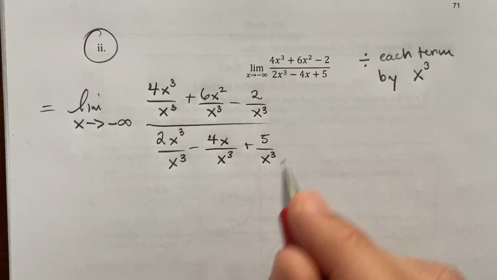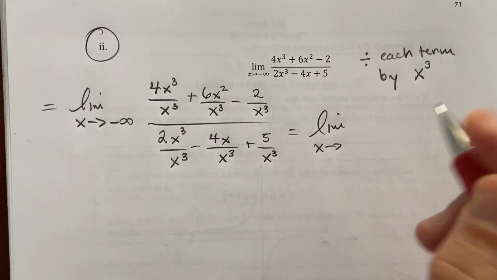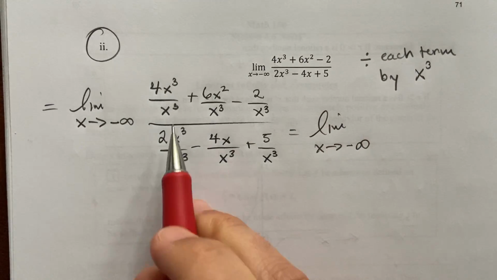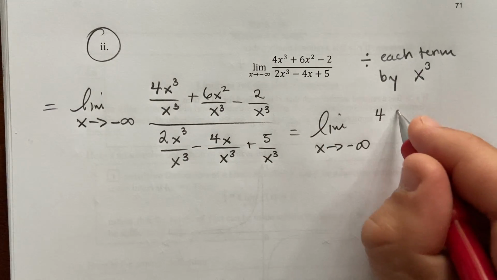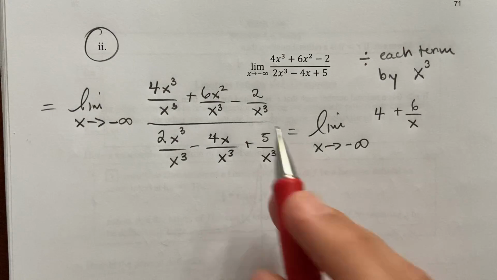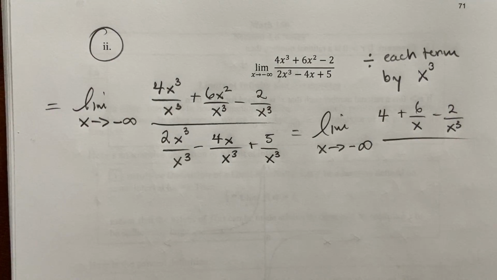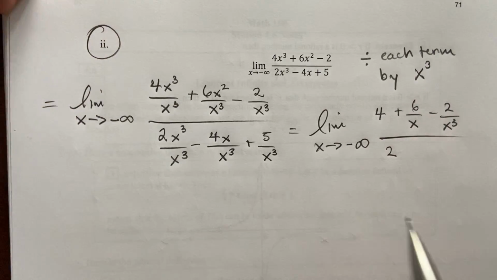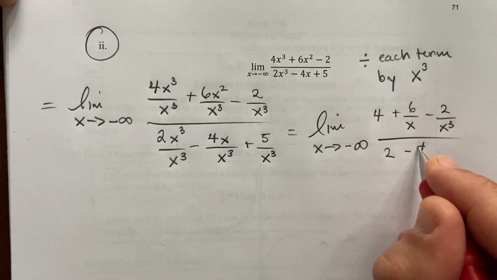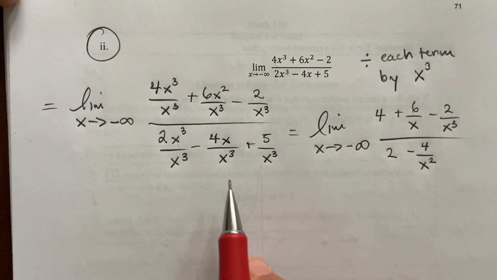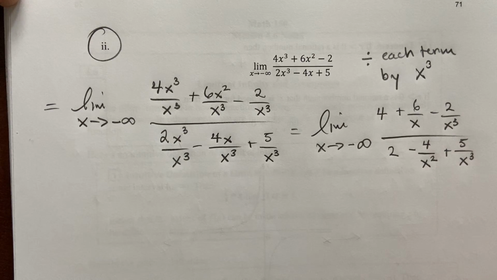Let's simplify this. So we have limit as x approaches negative infinity. Here I'll just have a 4. Here I'll have 6 over x. And here I still have negative 2 over x cubed. Down below I'll have just a 2, right? X cubes cancel. Now I have minus 4 over x squared plus 5 over x cubed.